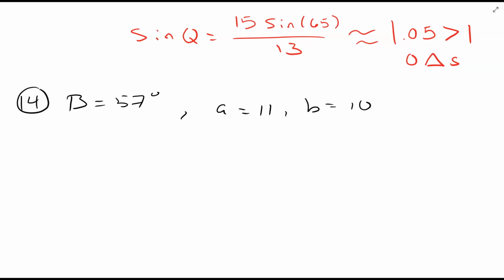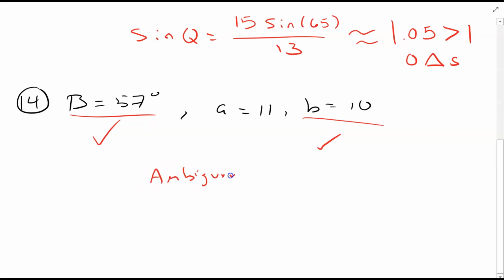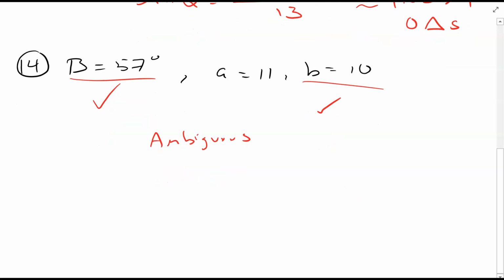Okay. So, first thing, let's observe that this is indeed the ambiguous case. I have an acute angle, and the side opposite the acute angle is the shorter of the 2 sides. Everybody agree? So this is the ambiguous case. So let's determine how many triangles we should be looking for.